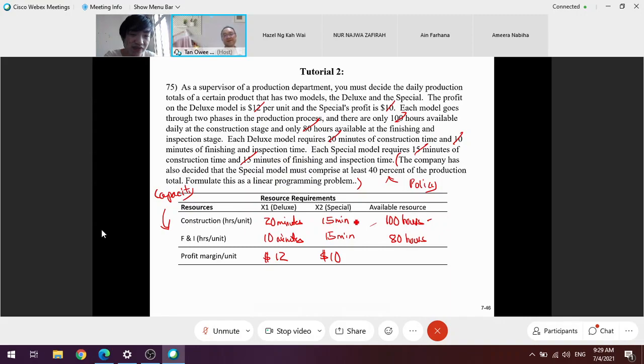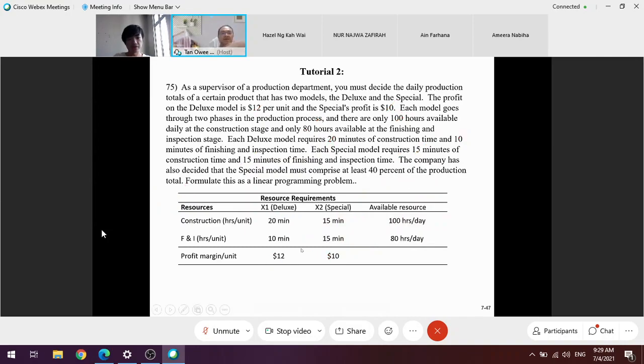For example, in my answer scheme, if I convert this to hours, it becomes a quarter hour. And then this becomes one third. So we end up with this. Oh, where is it? It hasn't appeared yet. Here, okay. I always jump the queue, too far.